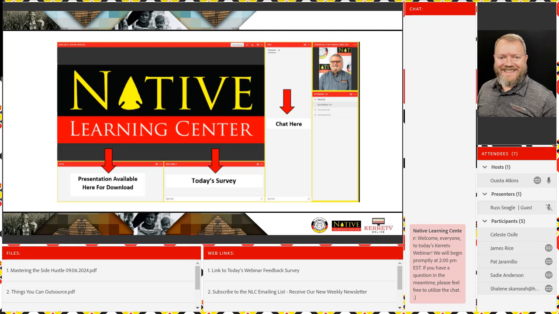Now your screen should look similar to this graphic here. To the bottom left, you will see a pod that says Files. Here you will find any handouts or appendix items included in today's presentation. Please feel free to download a copy for yourself. Just hover over the item you want to download with your mouse, then click the arrow pointing downwards to download and save onto your device. Once the item is downloaded, it should appear in your device's download section.